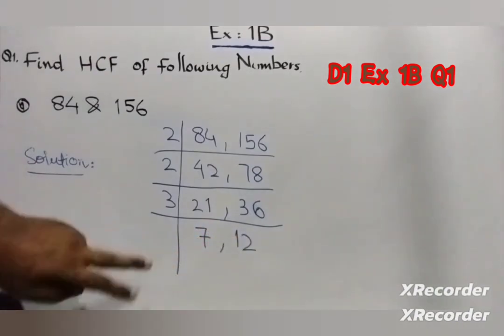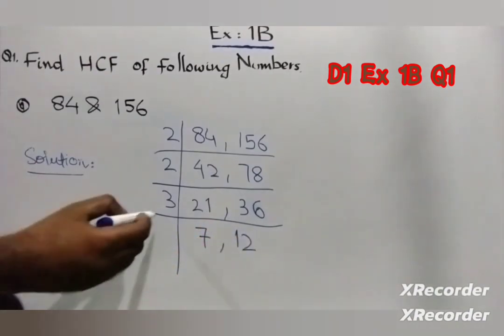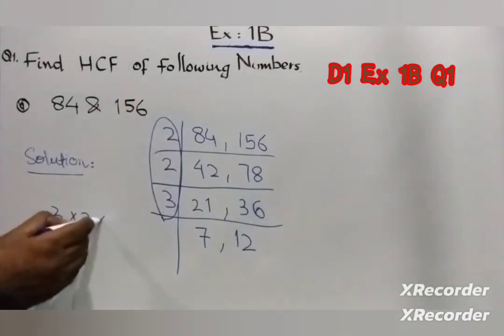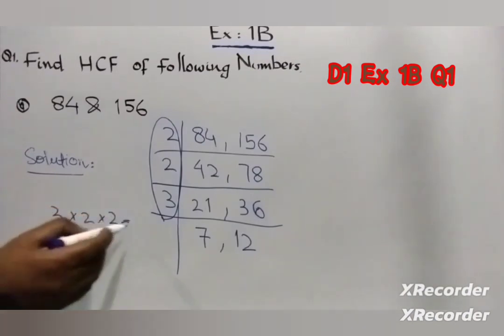Now at that point we do not have any further common factors, so our answer will be the multiple of this. That is 3 multiplied by 2 multiplied by 2. That is 12.